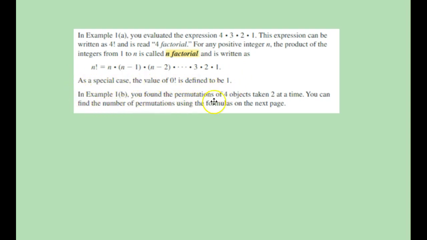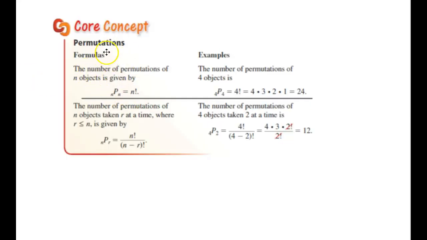So in example 1b, I found the permutations of 4 objects 2 at a time. I can still use some factorials, but I have to use a couple of other things, including this formula. So here's our permutation formula. The number of permutations is given by this P we see in our calculator a lot. That's permutation, and n factorial. So the number of permutations of 4 objects, which we saw in the first example, was just 4 factorial. If you're typing it into your calculator, you type in 4, then go over to permutations, and then 4, and it'll do this 4 factorial for you and come up with 24.